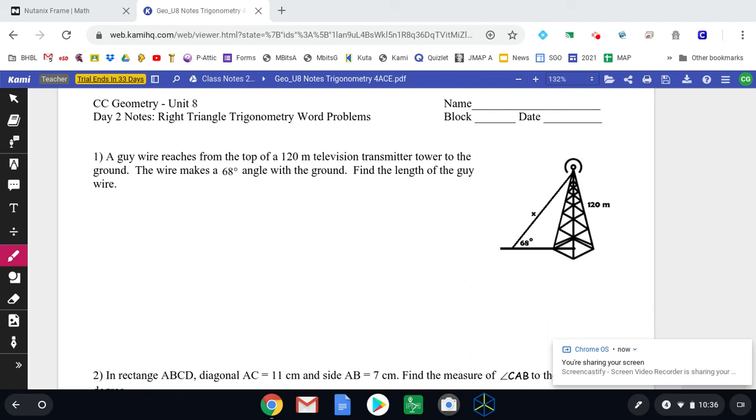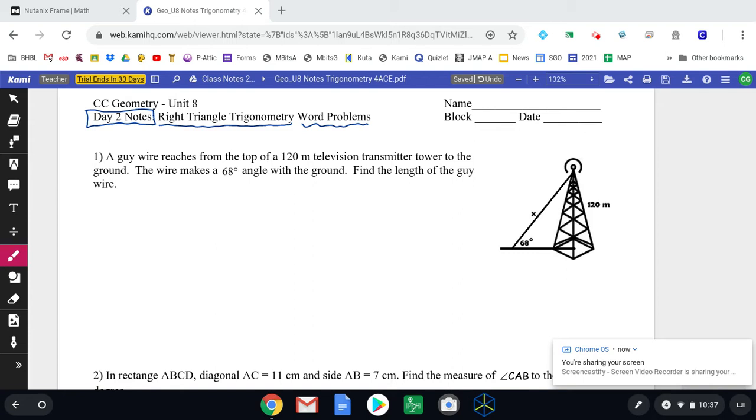Welcome back. Today we're going to talk about our day 2 notes in our right triangle trigonometry unit. But today we're going to talk about word problems. So you're definitely going to need your graphing calculator today. What we're going to do is basically exactly what we did last lesson, except this time we have a picture and maybe a context to it.